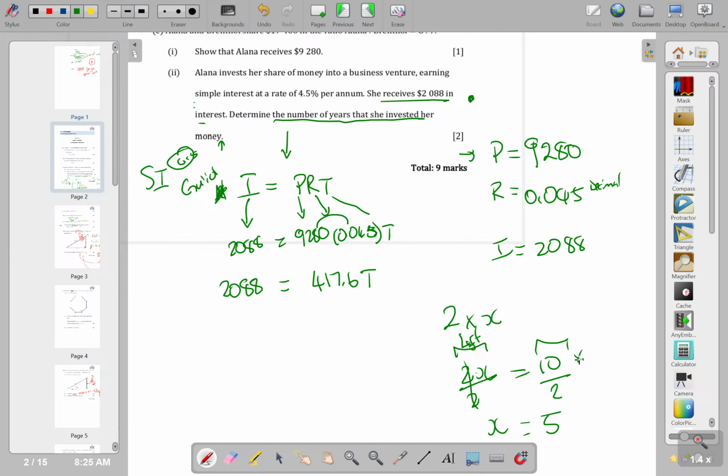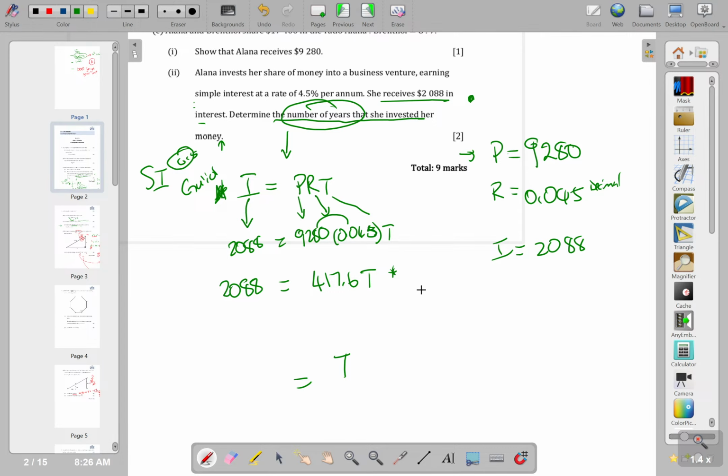If you can do it for the basic case, we can do it for the not so nice looking ones. So 417.6t equals 2088. I need to get t by himself because I'm solving for time, number of years. What do I need to remove from this side? The 417.6. What action is he doing to the t? He's multiplying, sir. So I'm going to divide, sir, to get rid of him.